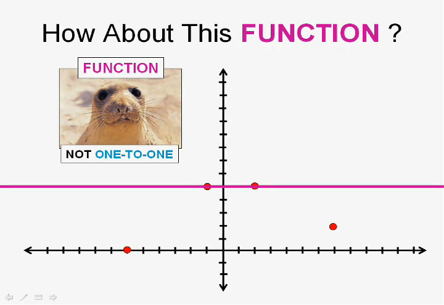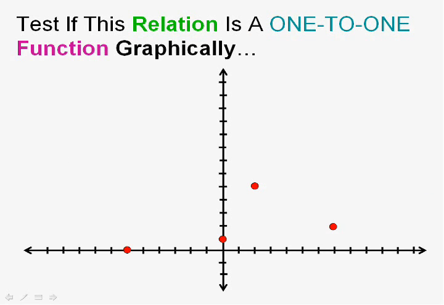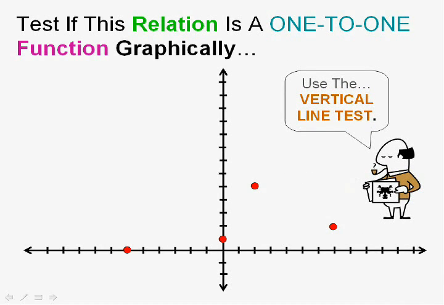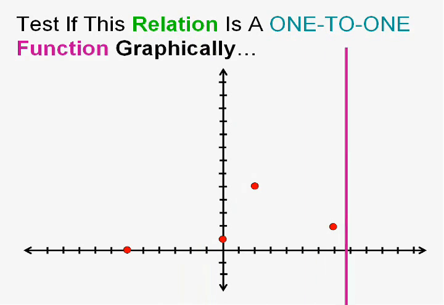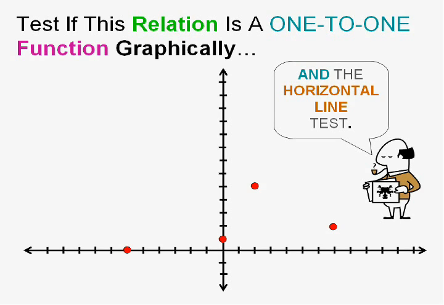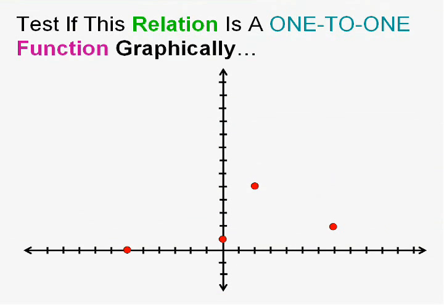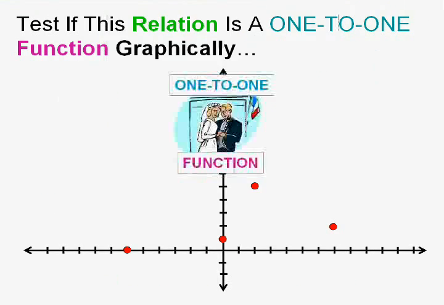Okay, now practice makes perfect. We'll do both tests on this relation. First, the vertical line test to see if it's a function. We're looking good. And now, the horizontal line test to see if in fact not only is it a function, but it's a special type of function called a one-to-one function. And it worked. So we have a one-to-one function. It works both ways.